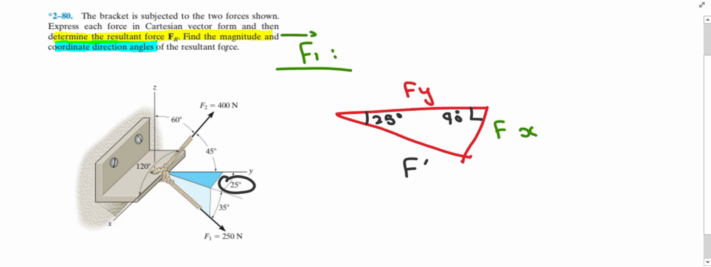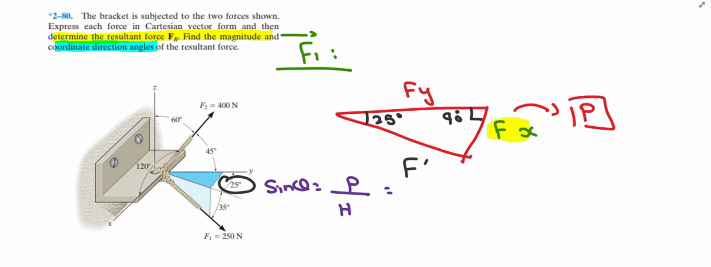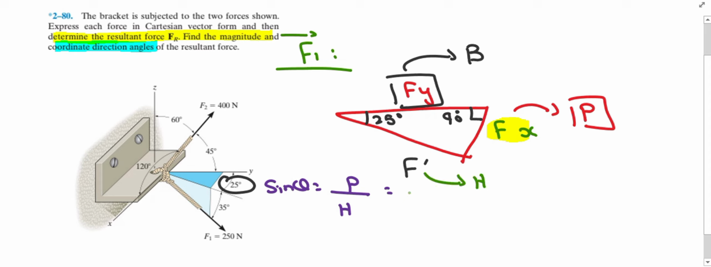So apply the sine theta and cos theta here. So sine theta is equal to perpendicular upon hypotenuse. The opposite side of theta is nothing but the perpendicular, and in this case it is nothing but the Fx. So Fx is our perpendicular, and where the two angles meet each other, that particular side is known as base. So Fy is our base, and the remaining side is our hypotenuse. So sine theta is equal to perpendicular upon hypotenuse, so perpendicular is Fx, and the hypotenuse is F prime. So F prime is equal to Fx upon sine of theta.